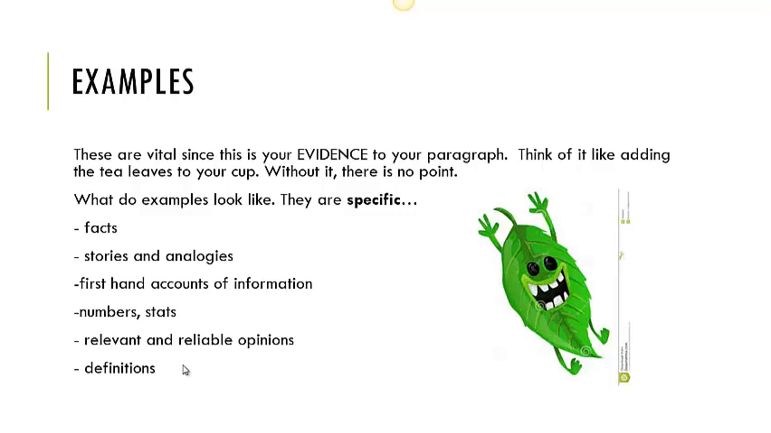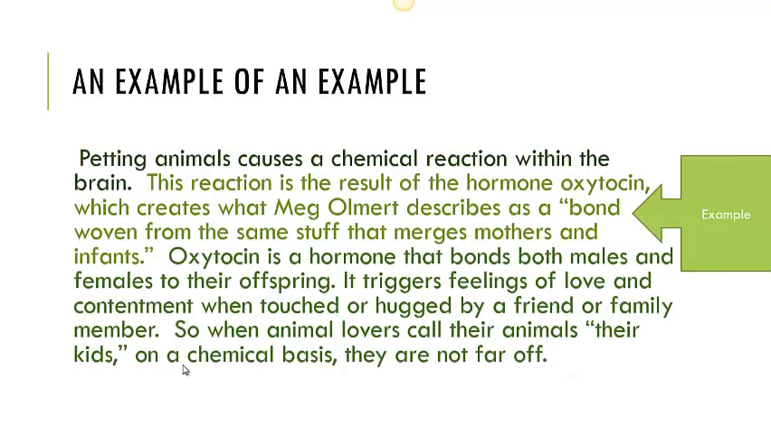Specific first-hand counts of information, specific numbers or statistics, specific relevant and reliable opinions, or specific definitions. So depending how specific it is, you may need to quote your information, paraphrase your information, and you can even have a summary that's pretty specific in nature. But the whole thing is you're moving into specific information here. So here's an example of the example or evidence section of a paragraph.